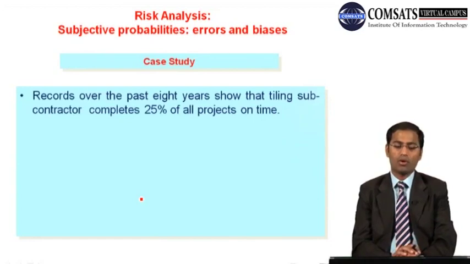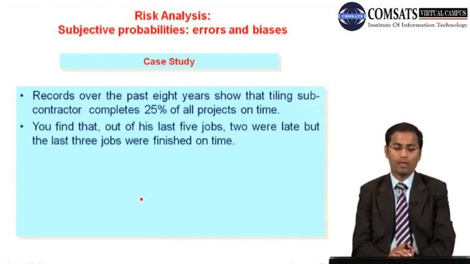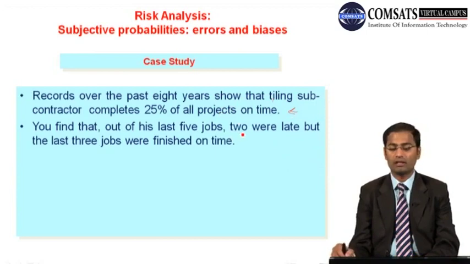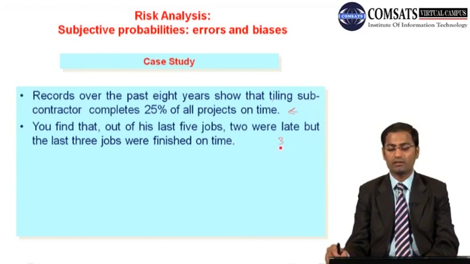One case study. Records over the past 8 years show that a tiling subcontractor completes 25% of all projects on time. So वो जितने उसके projects हैं, उसमें से 25% जो है वो time के ऊपर करता है. You find that out of his last 5 jobs, 2 were late, but the last 3 jobs were finished on time. अब अगर हम इधर देखें तो इसकी प्रॉबेबिलिटी कितनी बनती है टाइम के ऊपर करने की, 25%. और अगर हम इधर देखें तो लास्ट 5 जॉब्स अगर उसकी देखें तो उसकी कितनी परसेंटेज बनती है, 3/5, and that is 0.6, that means 60%.